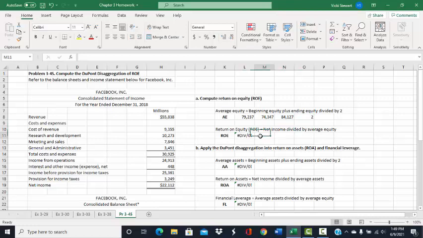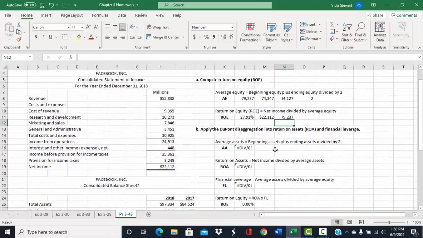So now we're going to compute return on equity. Return on equity is equal to net income divided by average equity. So Facebook had a return on equity for 2018 of 27.91%. Now in Part B, it states apply the DuPont disaggregation into return on assets and financial leverage.